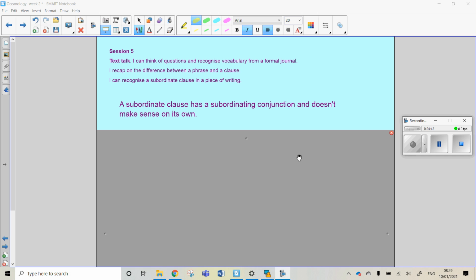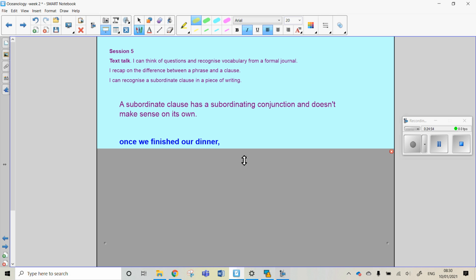Hopefully you've had a chance now to copy down those subordinating conjunctions, and trying to remember a white bus will help you to remember most of them. So let's just recap. A subordinate clause has a subordinating conjunction and doesn't make sense on its own. So let's try and have a go at identifying some here.